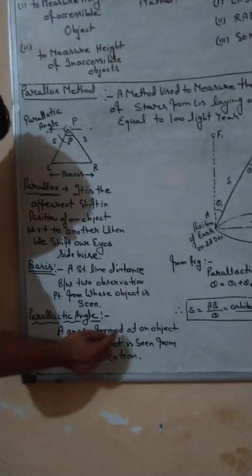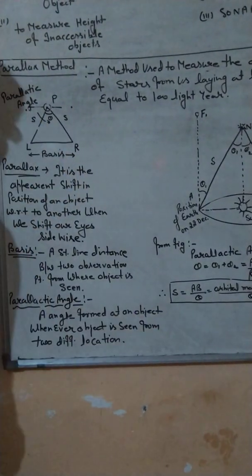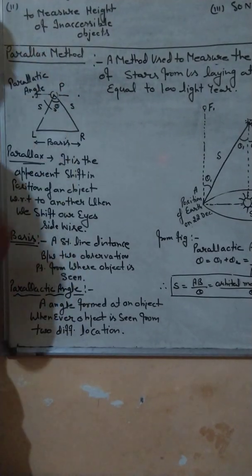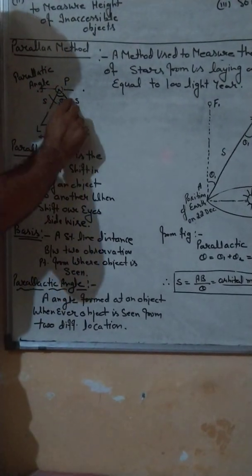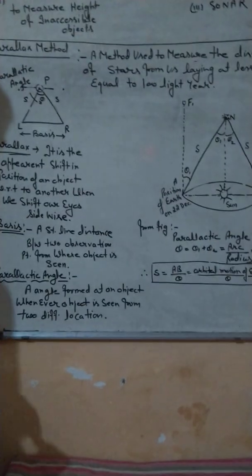It is the angle formed at an object whenever the object is seen from two different locations. These two locations are our eyes, and this is the pencil, and at the pencil there is an angle made by the left and right eyes. That angle is called the parallactic angle.